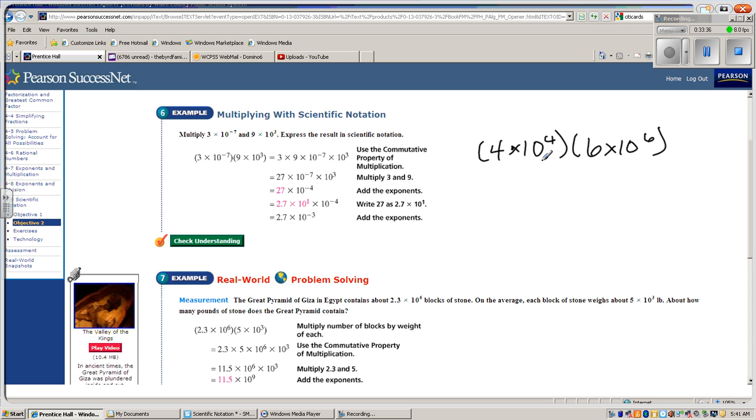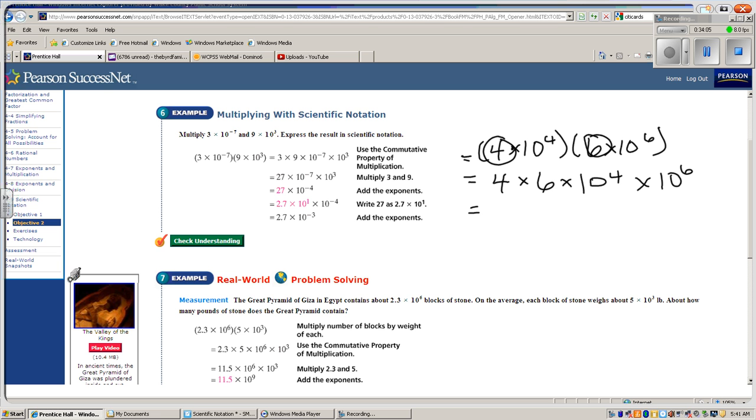So I'm going to rearrange this to read 4 times 6, just taking these numbers here and putting them together. 4 times 6 times 10 to the 4th power times 10 to the 6th power. Again, all I've done is rearrange these numbers.